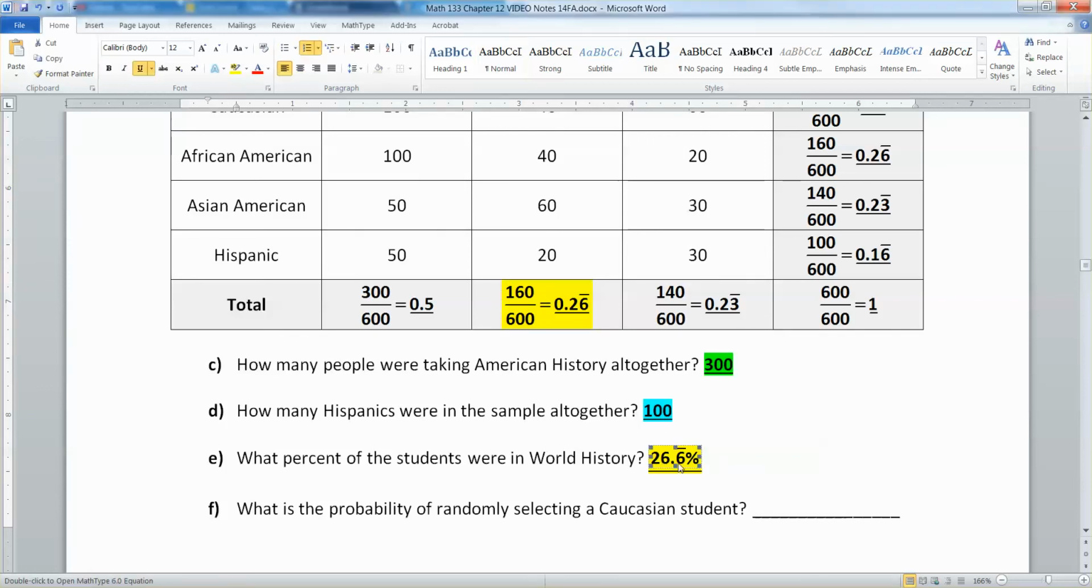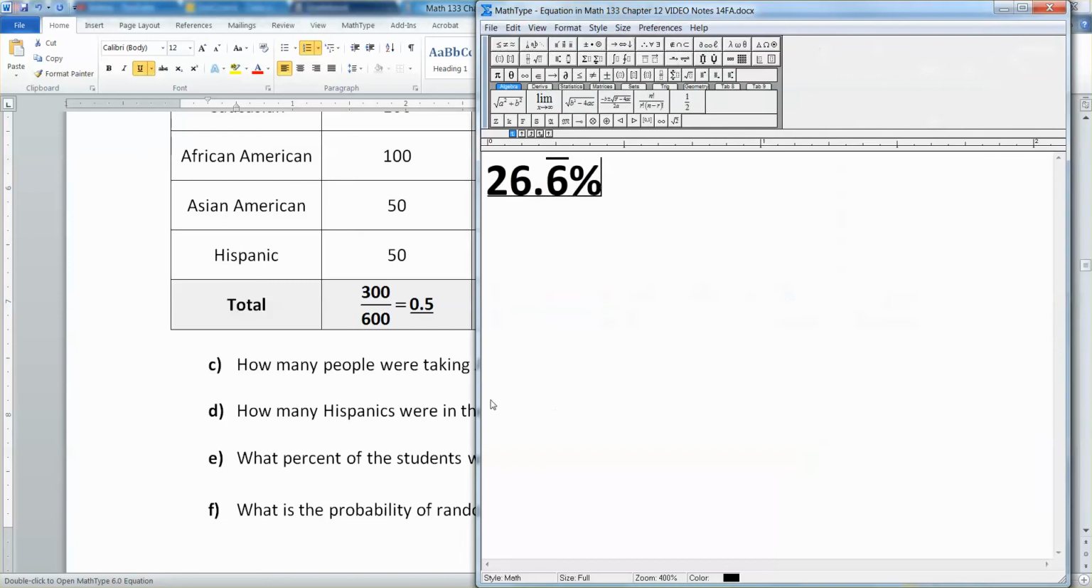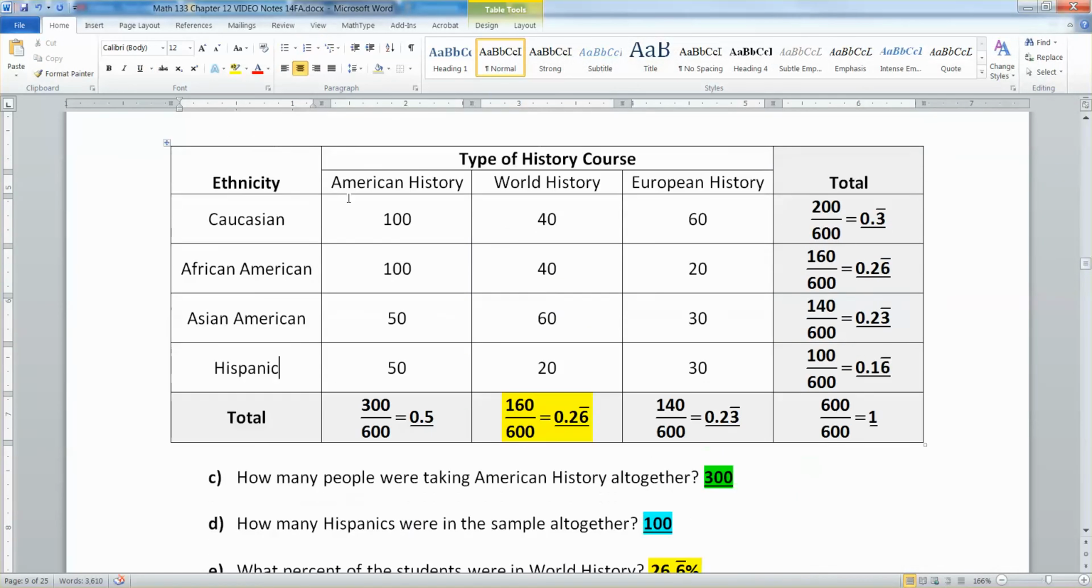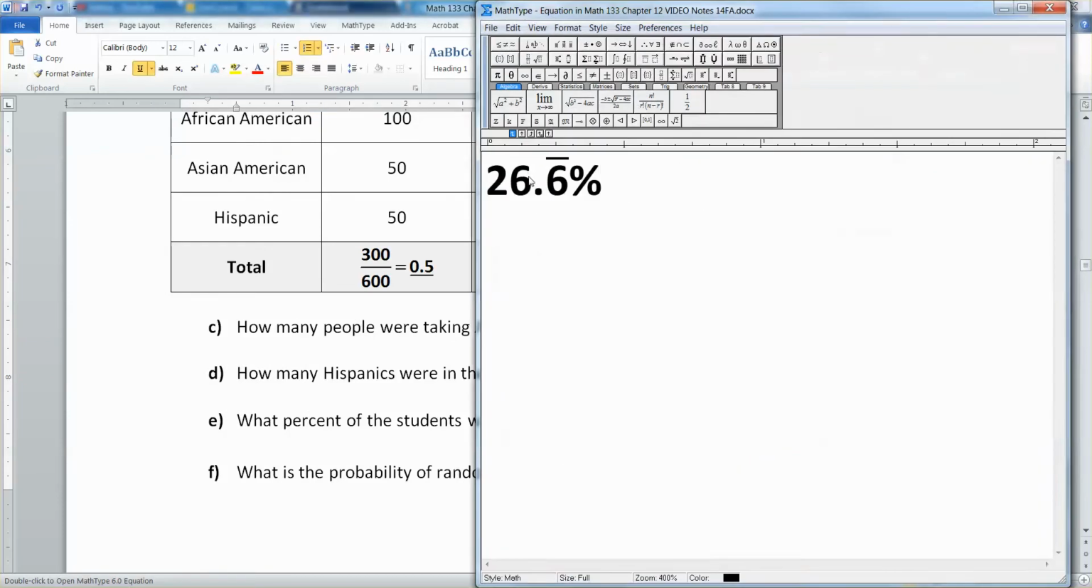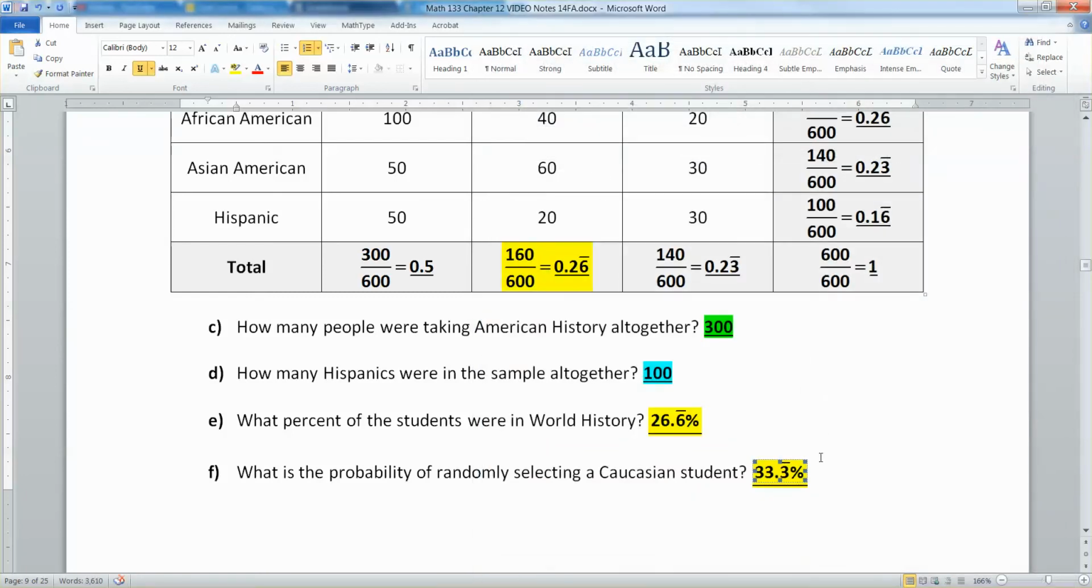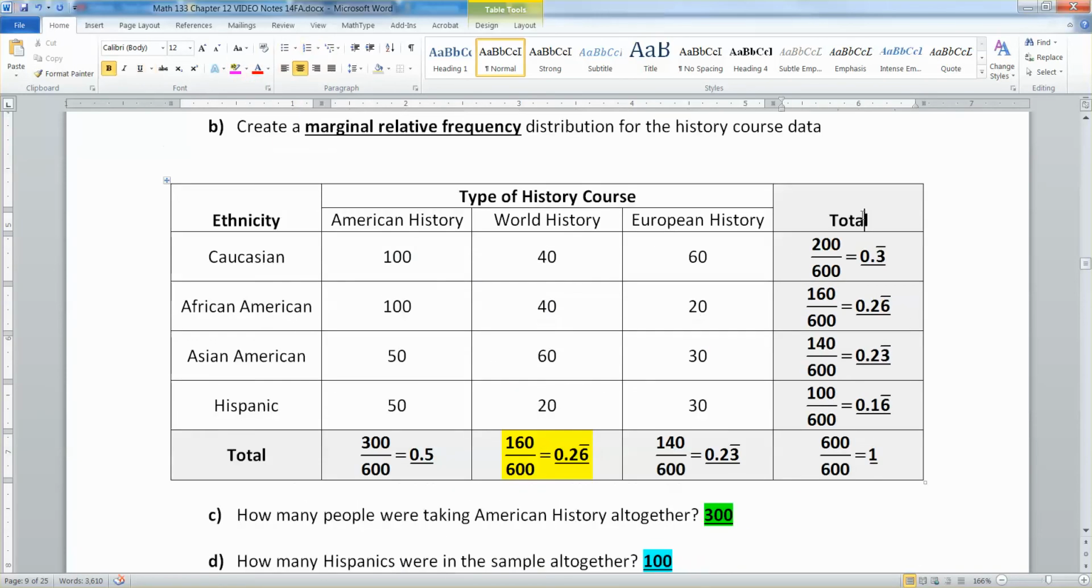All right, what is the probability of randomly selecting a Caucasian student? Well, a Caucasian student would be right here at the top, right there. So that'd be 0.3 repeating. So that would be 33.3%. And then instead of a 6, we'd have a 3%. Like that. And that would be coming from this number right here. That's where that's coming from.